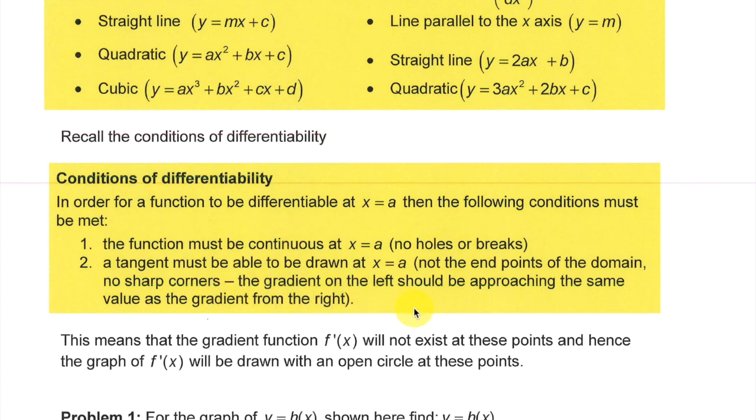Secondly, we must be able to draw a tangent line at that point x equaling a. So that means that there's no endpoints. If we've got a certain region or a certain domain for the graph, and we're trying to work out the derivative, at the endpoints we will not be able to work out the derivative. And there must be no sharp corners. Sometimes when there's a hybrid function, you'll see that there's a point there where the two rules meet, and that will form a sharp cusp. In those situations, you will not be able to work out the derivative because you don't know where to draw the tangent line.